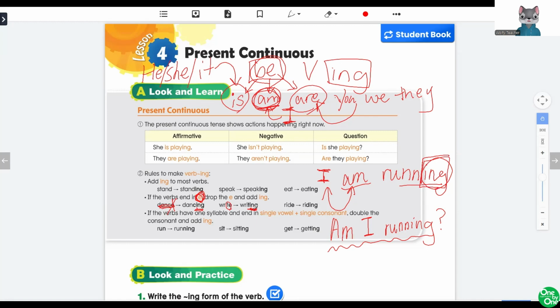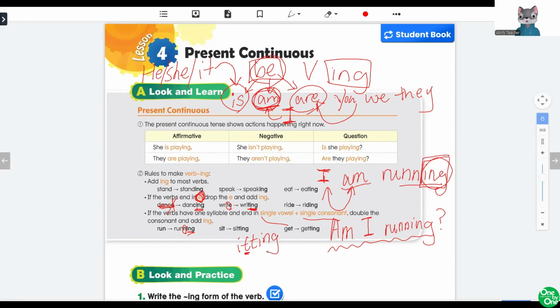However, if we have a single vowel and a single consonant that has a very, very short sound, then we need to put another consonant, 그 다음에 ing를 집어넣어줘야 돼. Sit 할 때도 짧은 소리가 나지? 이런 짧은 소리가 날 땐 맨 마지막에 있었던 알파벳을 똑같이 하나 더 집어넣어주고 ing를 집어넣어주는 거야. It's as simple as this.